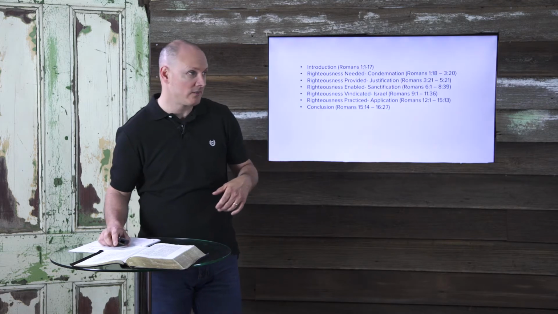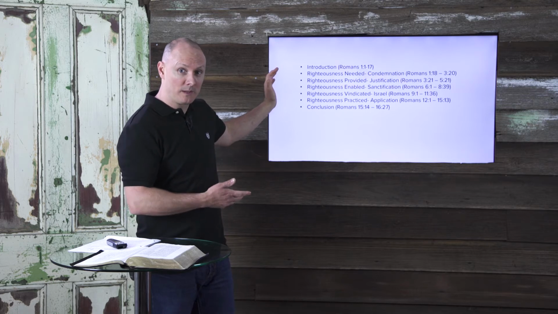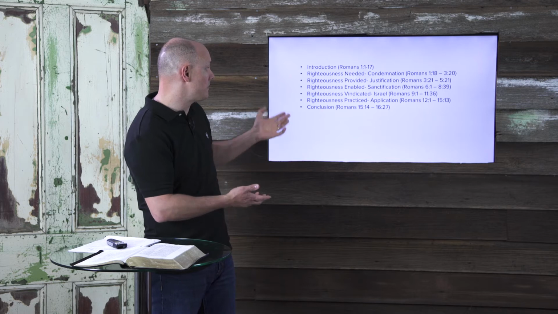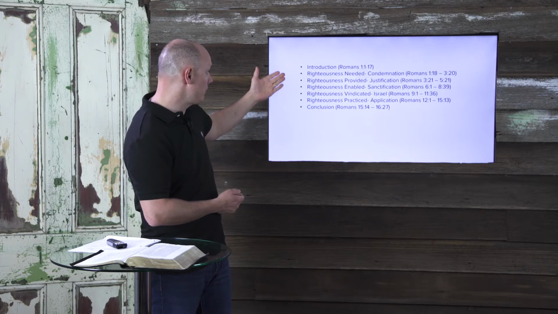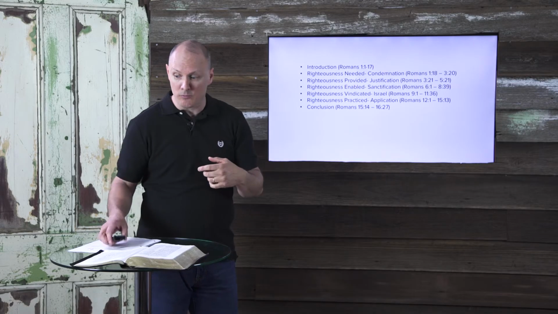So let me just show you this outline, and I'm going to, throughout this module, keep this outline in front of us because I believe it'll help us as we see the big picture of the book. Paul introduced the letter. He gave his thesis statement in verses 16 and 17 concerning the gospel. Now he goes into this large section on righteousness needed or condemnation. And it's helpful to look ahead.